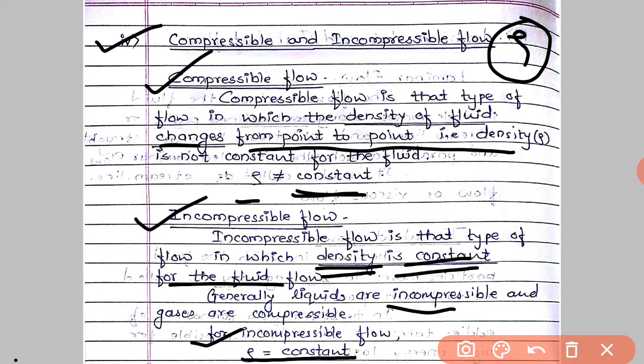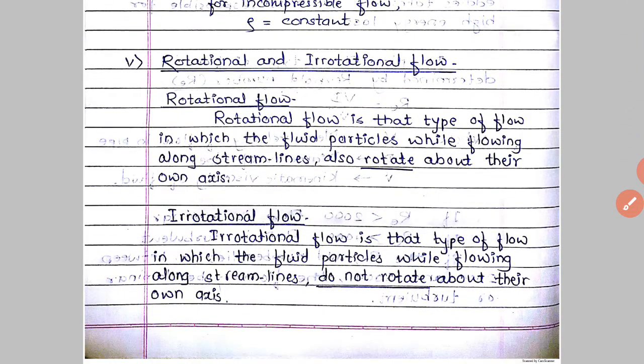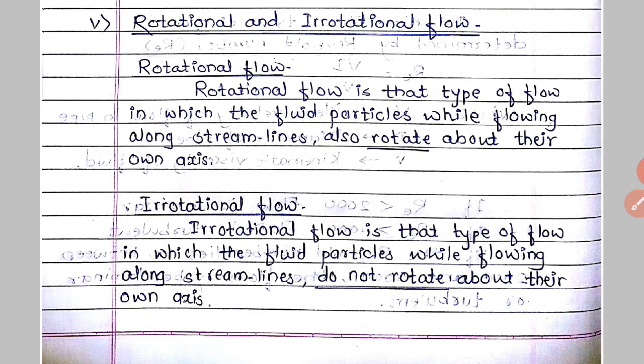Now we are going to see rotational and irrotational flow. So what is rotational and what is irrotational? We know rotation. What is rotation? Rotation means the particle or any object rotates about its own axis, or it will rotate while flowing. And rotational and irrotational flow depend upon the rotation of the particles in the fluid flow.